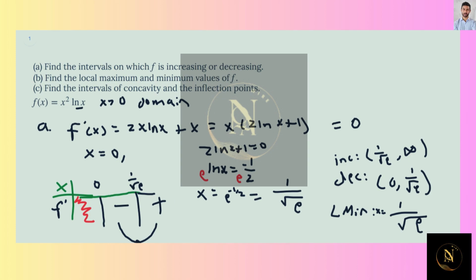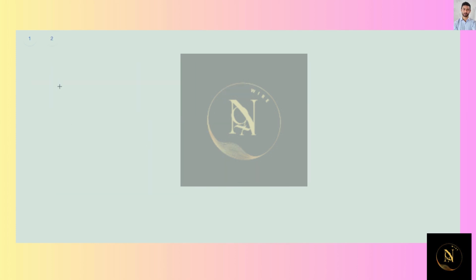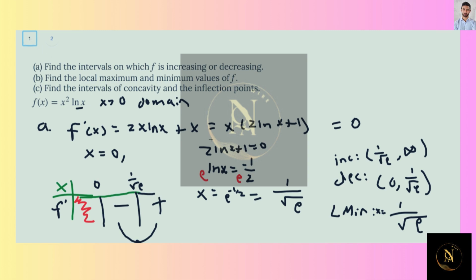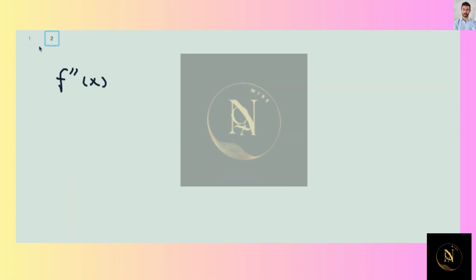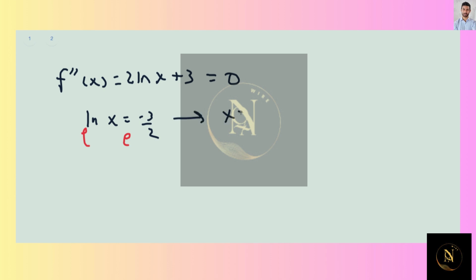And now we're going to find the concavity and inflection point, which requires taking the second derivative. You apply the chain rule and the product rule again, but I've already taken the derivative before, and it simplifies down to 2 ln x plus 3. We set this equal to 0, so we get ln x is equal to negative 3/2, and then we apply the exponential on both sides, and this gives us x is equal to e to the negative 3/2.